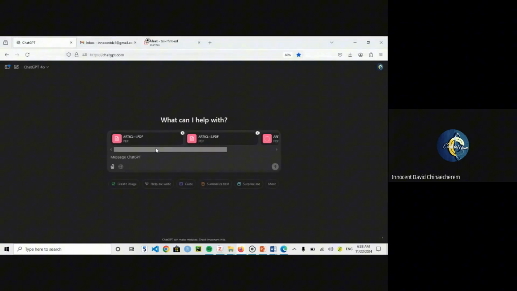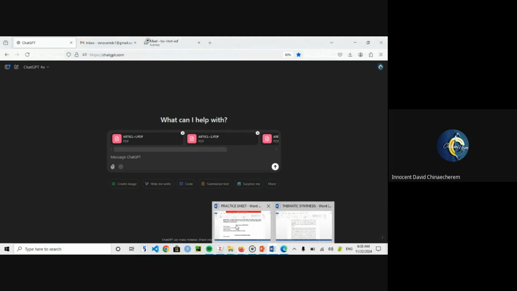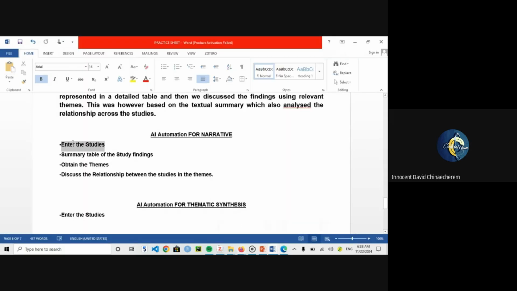Remember, your ability to use AI is something that is going to make you very, very detailed. The first thing we said was going to be our command here is to enter the study, which we have now done. So we can check that with a green box.